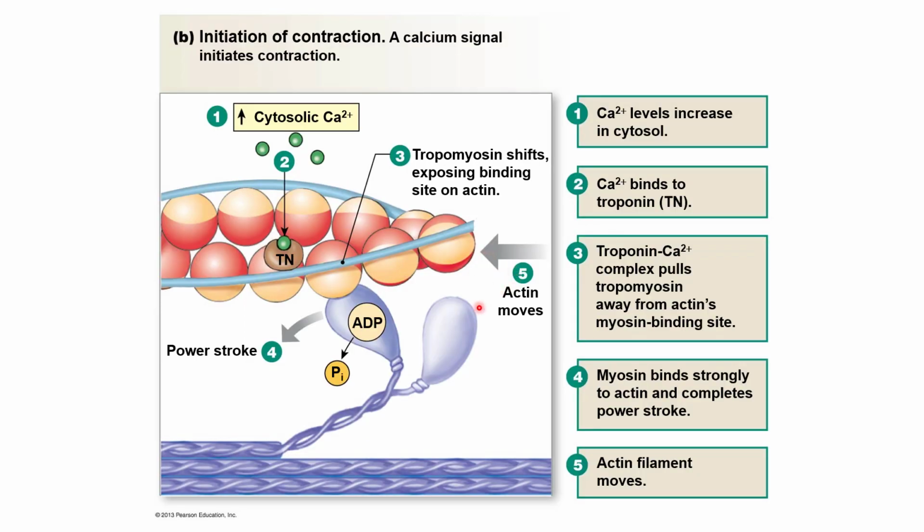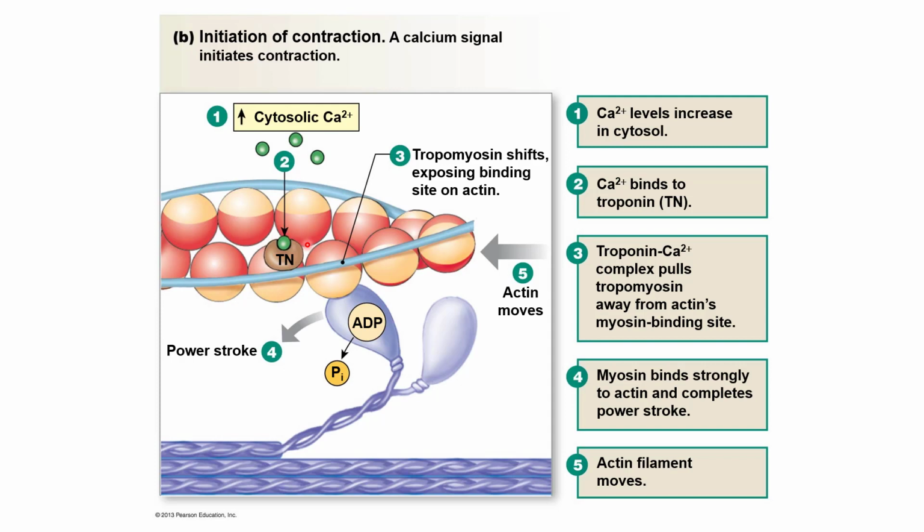Now that's a weak interaction. What happens when we talk about muscle contraction is one of the things that changes inside the cell is the amount of calcium. Troponin right here has a binding site for calcium. So when calcium levels increase inside the cell, it's going to bind to that troponin.